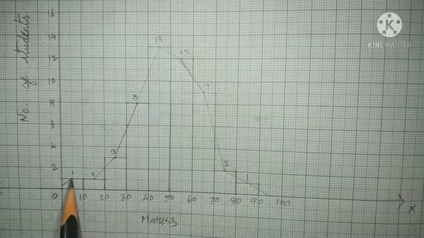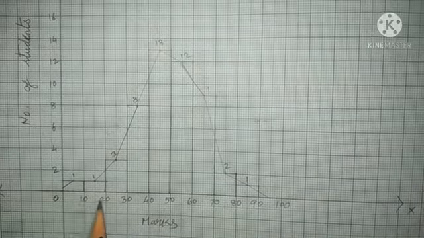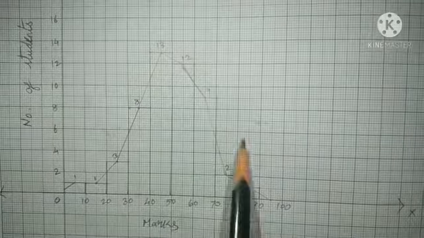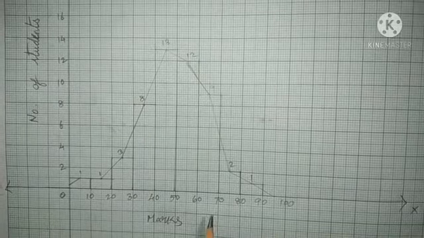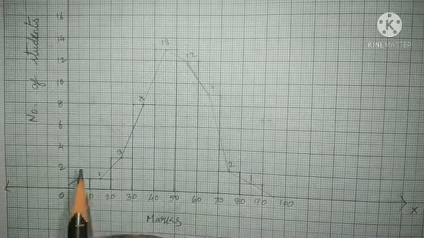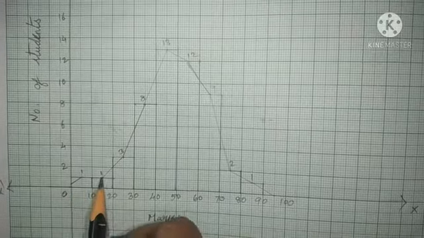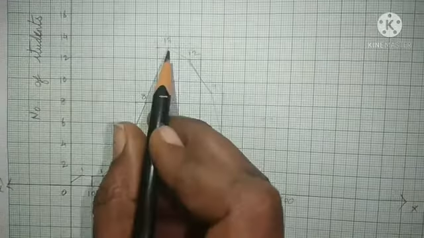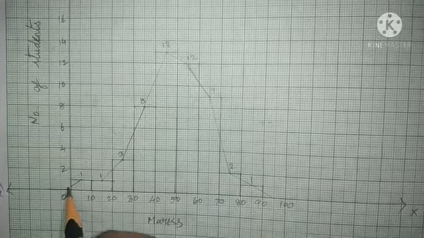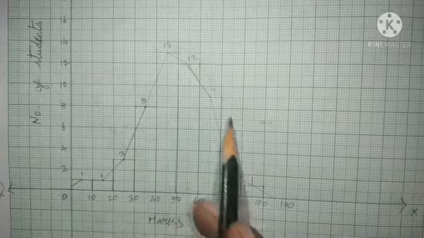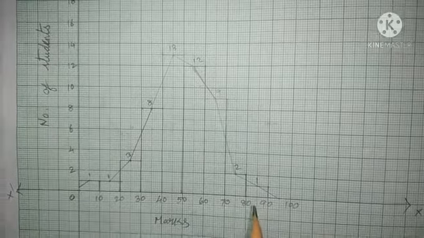For 0 to 10, the frequency is 1. 10 to 20 is also 1. 20 to 30, it's 3. Like that, you have to construct the histogram. After constructing the histogram, you have to mark the midpoint of each rectangle. Then using the scale, you have to join these midpoints. This line represents the frequency polygon for the given data.